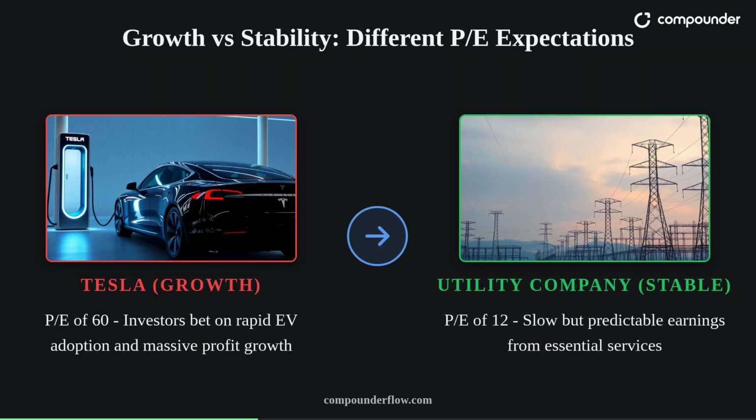Growth companies often command higher PE ratios because investors expect rapid earnings increases. Tesla, for instance, might trade at a PE of 60 because investors believe electric vehicle adoption will drive massive profit growth. Meanwhile, a utility company might have a PE of 12 because its earnings grow slowly but predictably.